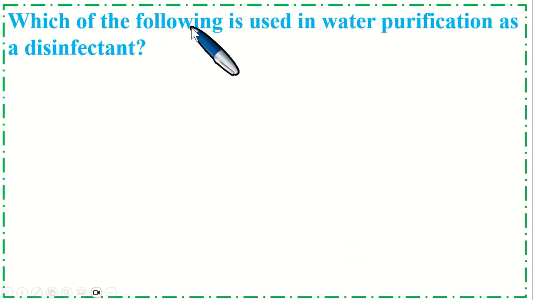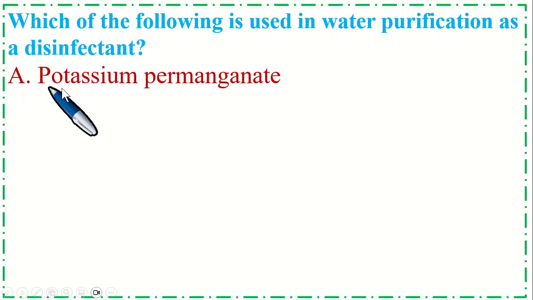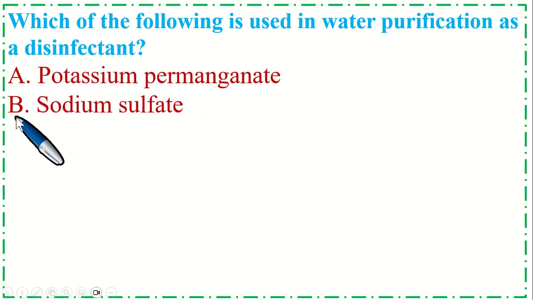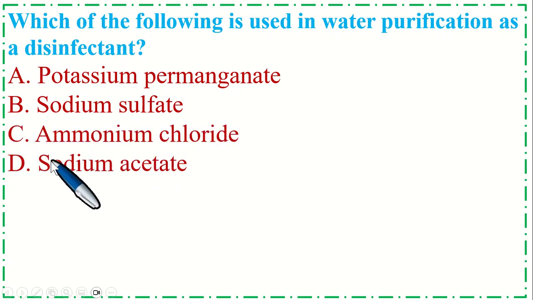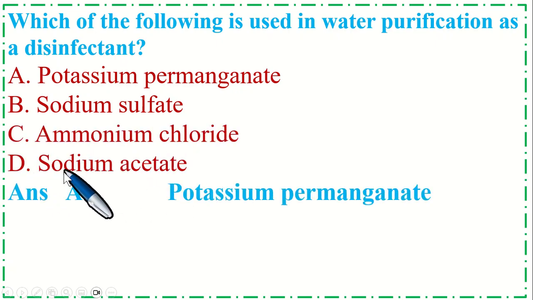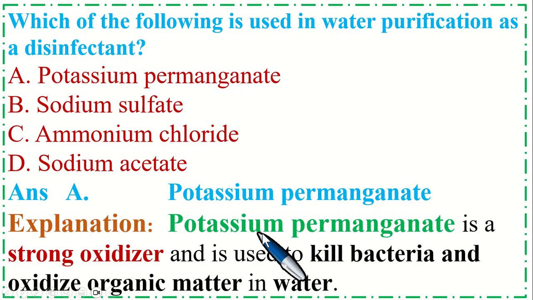Which of the following is used in water purification as a disinfectant? Option A, potassium permanganate, B, sodium sulfate, C, ammonium chloride, and option D, sodium acetate. So the correct option is A, potassium permanganate. Potassium permanganate is a strong oxidizer and is used to kill bacteria and oxidize organic matter in water.